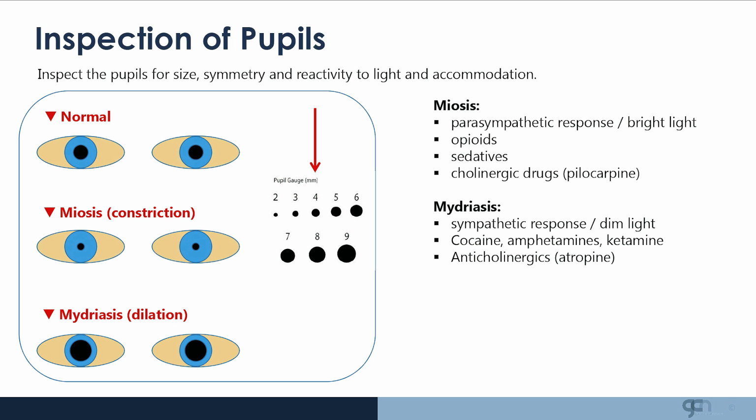So the pupils may be 6, 7, 8, or 9 millimeters. And this may be as a result of a sympathetic response to dim light, or drugs such as cocaine, amphetamines, or ketamine, or any drugs which would potentiate the sympathetic response, including anticholinergics such as atropine.